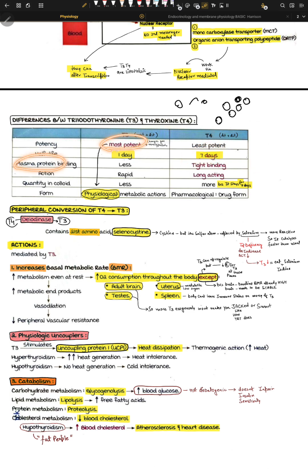In plasma, if it's more potent, it means it is more free. It means it is less bound to the plasma protein. T4 is more tightly bound. Action is high if it's free, rapid action. T4 is long acting, right? Quantity is less in T3, because if it's more potent, it means it's free outside. If it's least potent, it means it's already bound, right?